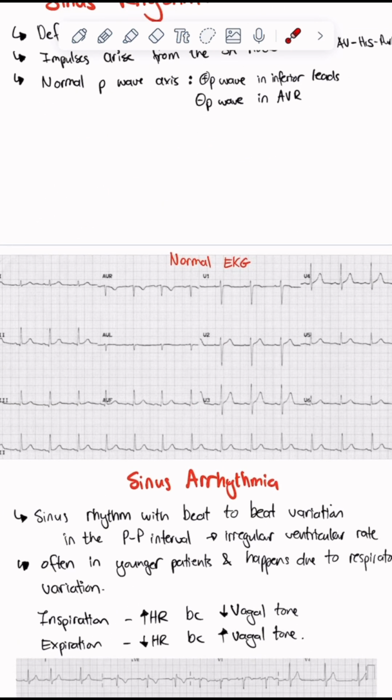So if we look at this ECG over here, right? If we look at the P waves in our inferior leads, can we see that that is positive? Positive, positive, positive, positive, right? And remember, our inferior leads are 2, 3, and aVF. Then we look at aVR, and we can see that we've got negative P waves there. So this ECG is in sinus rhythm, right?